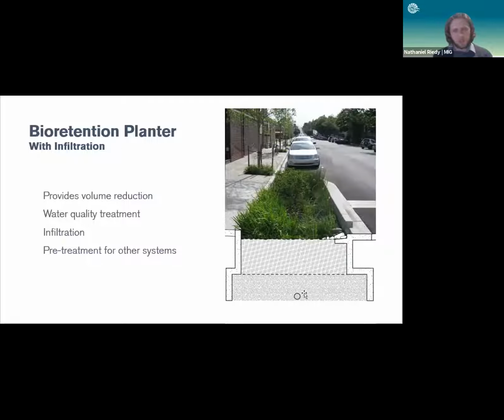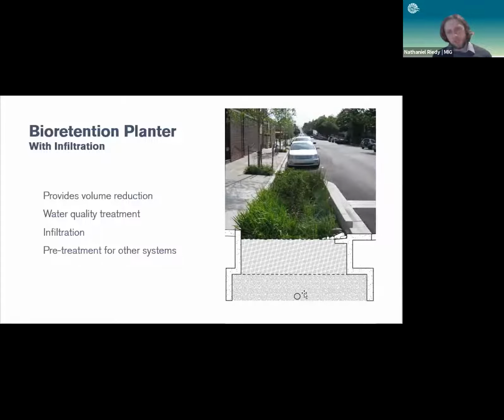They can be located, like is shown here in the picture, next to the sidewalk, or they could also be located in the median. It does allow infiltration, so it reduces the total amount of stormwater that's going to the ocean. It also slows down that stormwater.